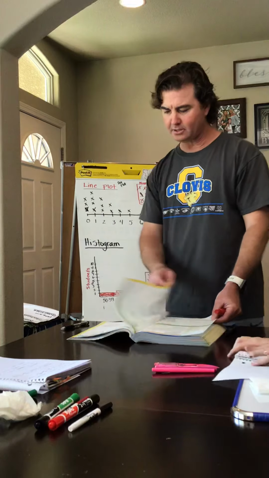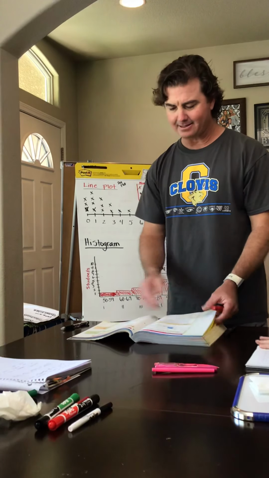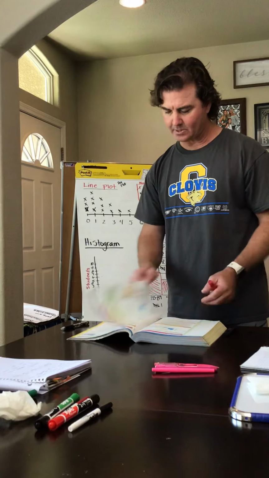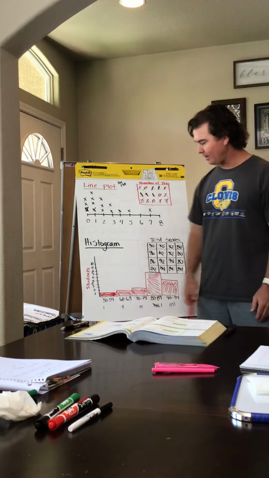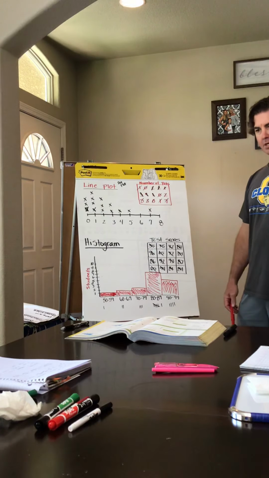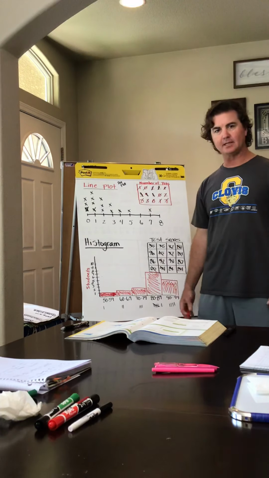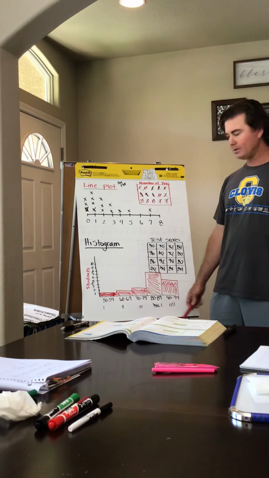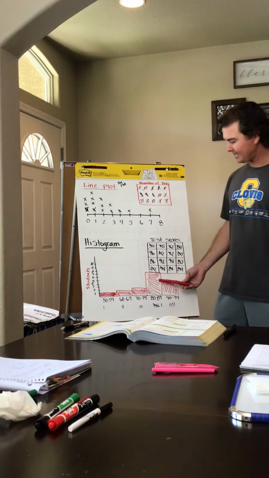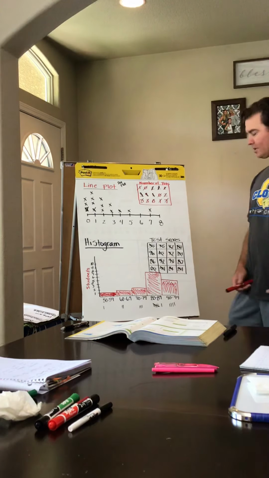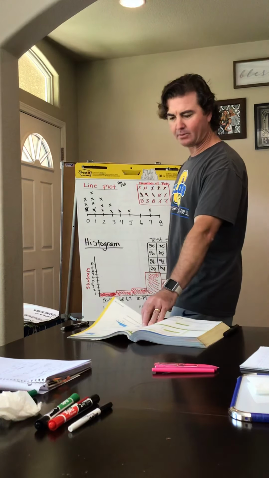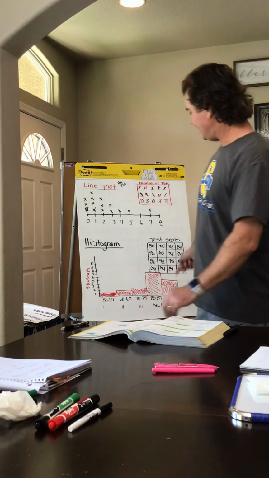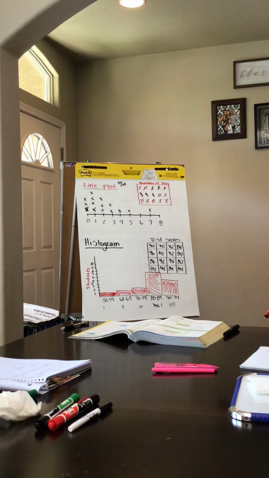Some of the questions that you could be asked on a histogram would be something like this. Which interval represents the greatest number of test takers? Which interval represents the least amount of scores? So, this one would be the most test takers. This one would be the least amount of scores. Those types of things. Those are just a couple. You might say, which interval has 3 scores in it?